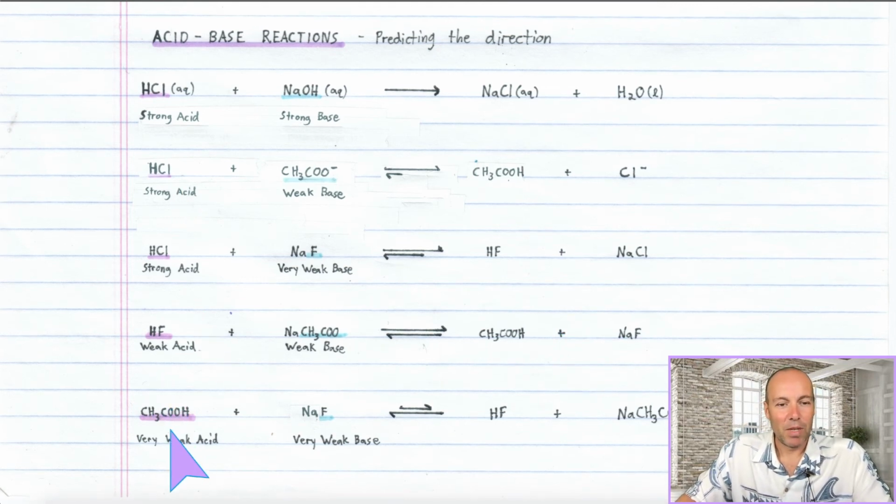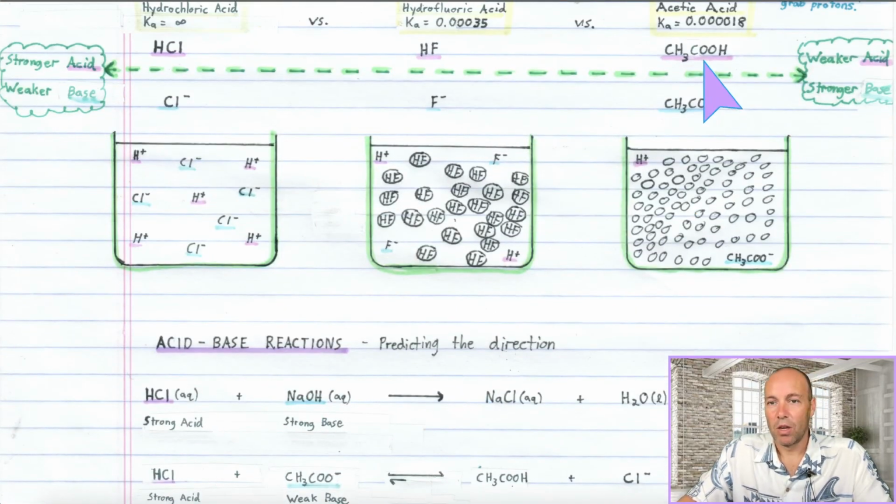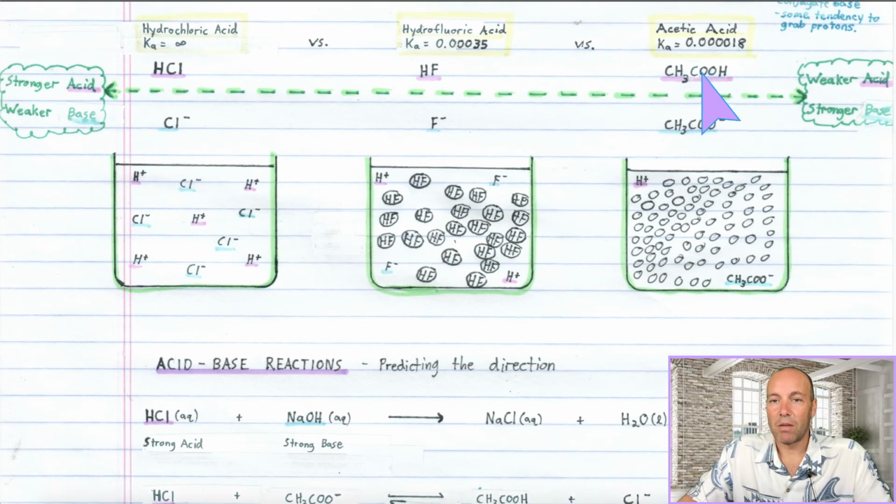For the last example, let's take a look at CH3COOH, which is the weakest of the acids of the three that we've considered. And let's react this with NaF. So CH3COOH is a very weak acid. It sort of gives up protons if it has to. And the F minus is a very weak base. It sort of accepts protons. It's the weakest of the bases.